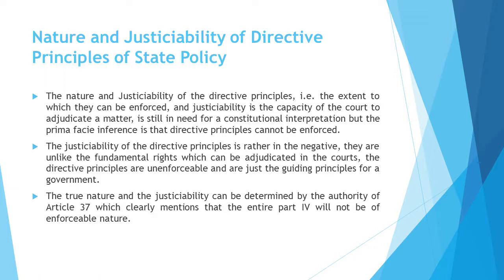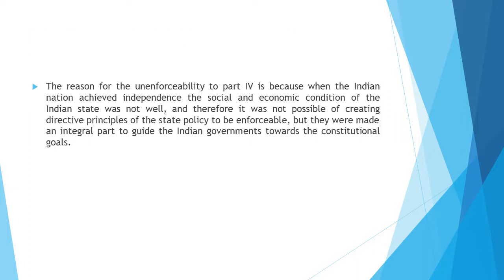The true nature and justiciability is determined by the authority of Article 37. So, Article 37 clearly mentions that the entire Part 4, which is the directive principles of state policy, will not be enforceable in nature. The reason for its unenforceability is that when the Indian nation achieved independence, the social and economic condition of the Indian state was not that good, and therefore it was not possible to create the directive principles of state policy in an enforceable way. But they were made an integral part to guide the Indian government towards the constitutional goals.